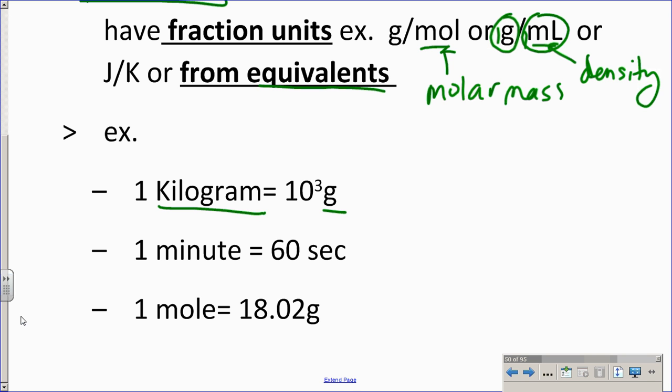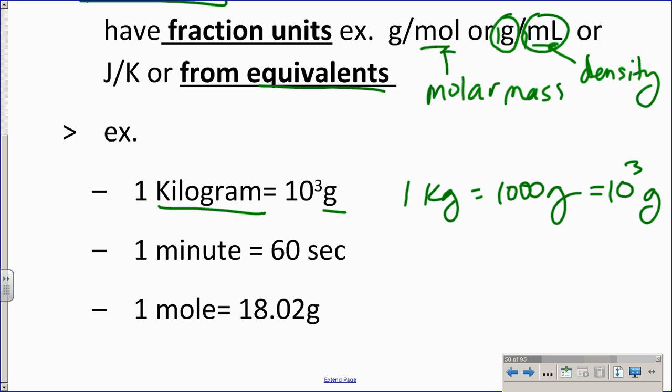This means I need 1,000 grams to equal 1 kilogram. That's how I got this. So this equivalency, 1 kilogram is equal to 1,000 grams, and I just usually prefer to write in scientific notation because it actually makes me do less work.